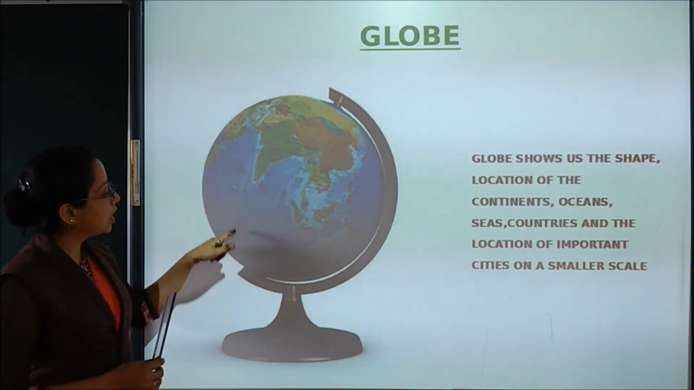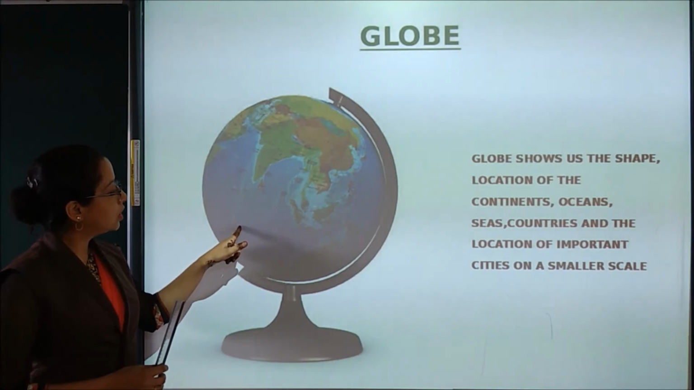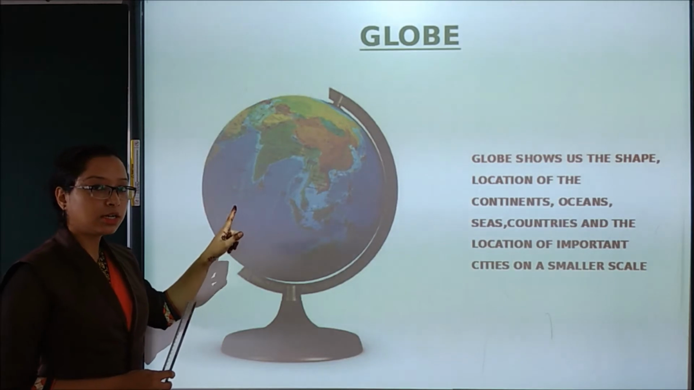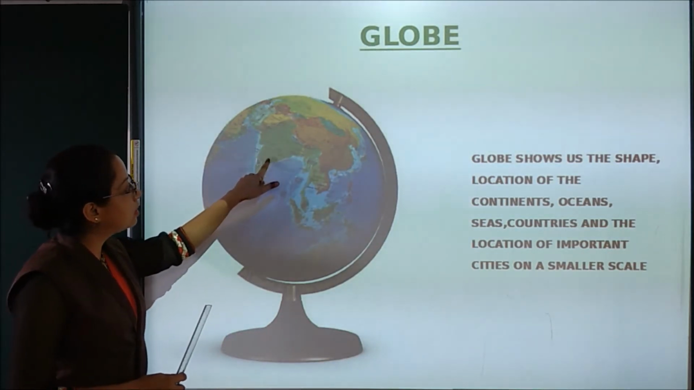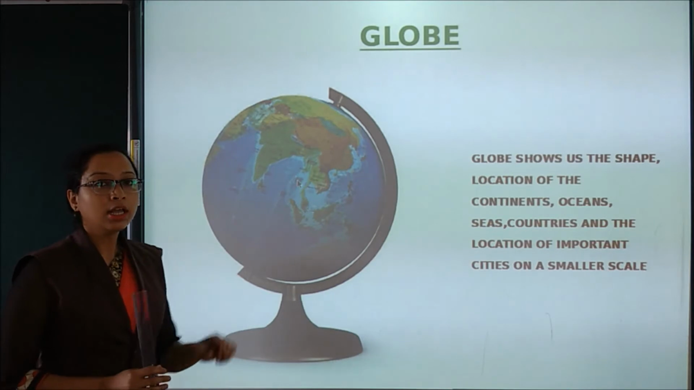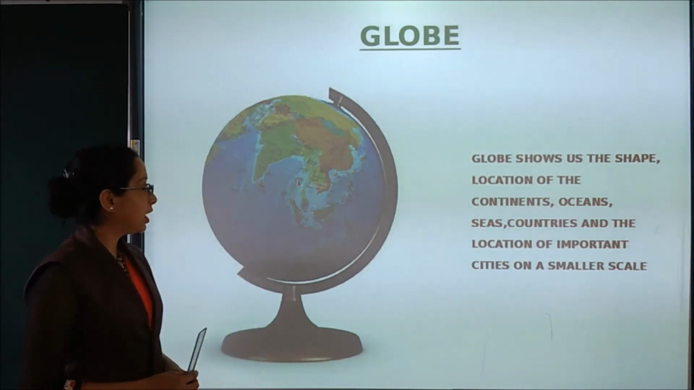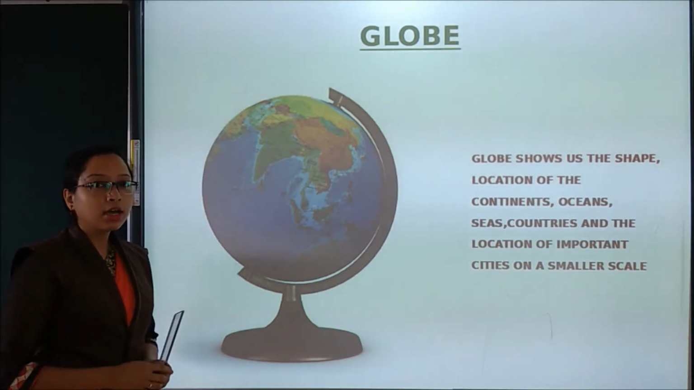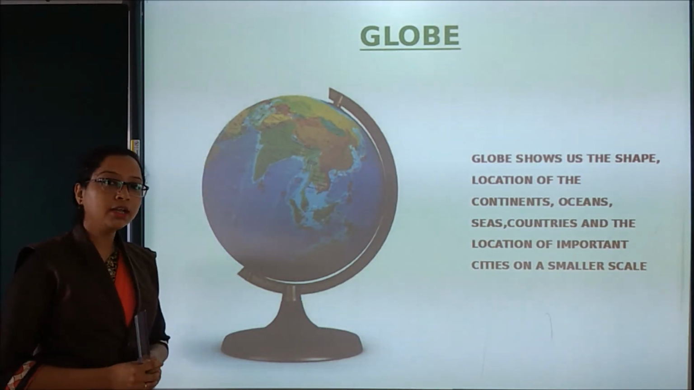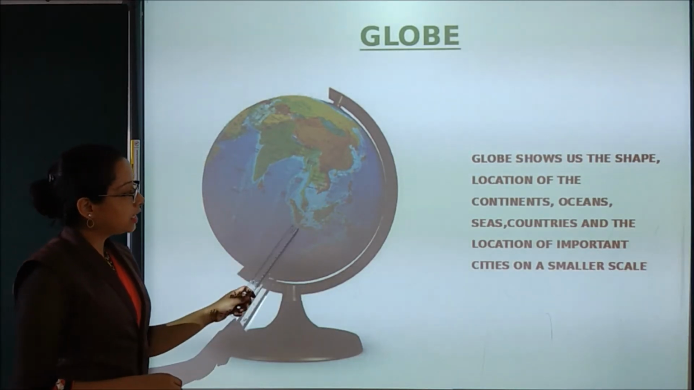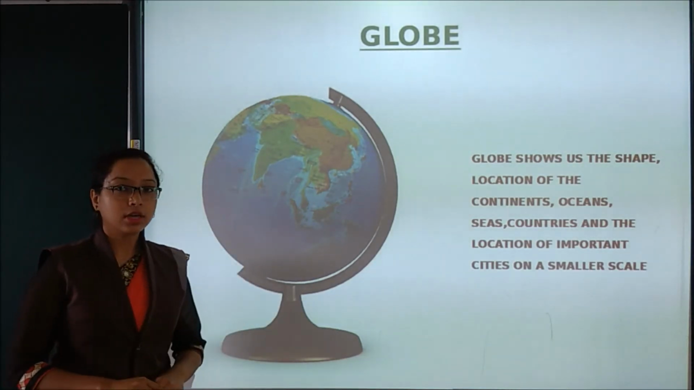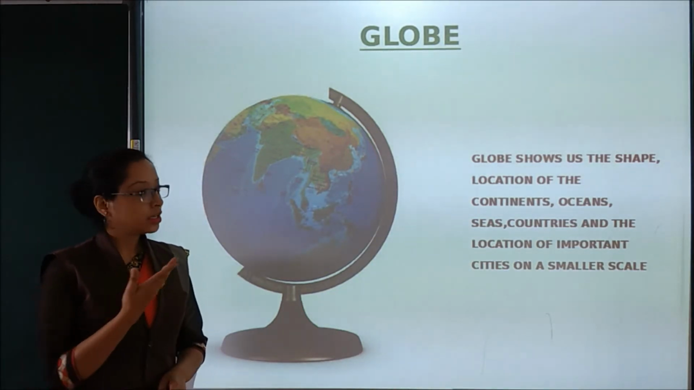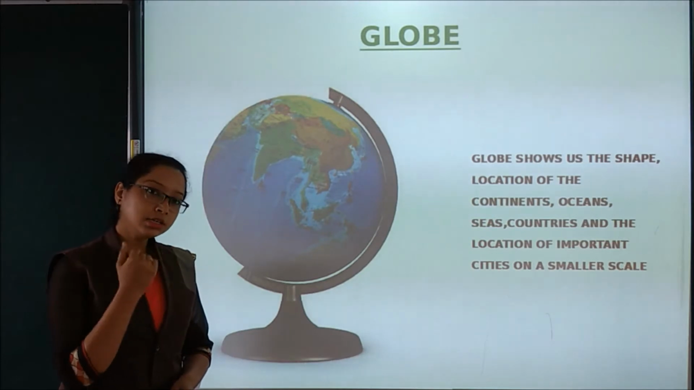Okay, so here you can see this is a picture. Over here in this picture you can see this blue color. This blue color is showing us the water bodies and this color is showing us the land masses on the Earth. And even here on this globe you can see this is our country India. So like this the globe shows us the location and the shape and size of the seas, continents and countries on a smaller scale.